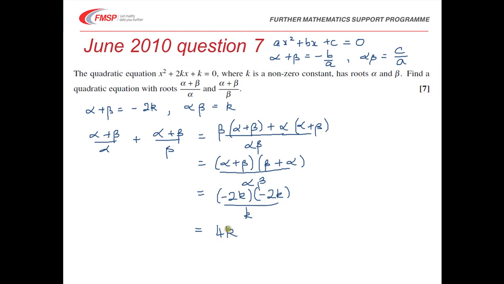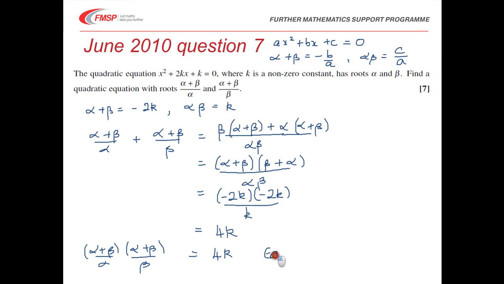And in order to find the quadratic, we now need to look at the product of the roots. But of course the product of the roots will just be alpha plus beta over alpha times alpha plus beta over beta, which of course just turns out again to be 4k if we compare that with what we've got up here. So that means the product of the roots is also equal to 4k.